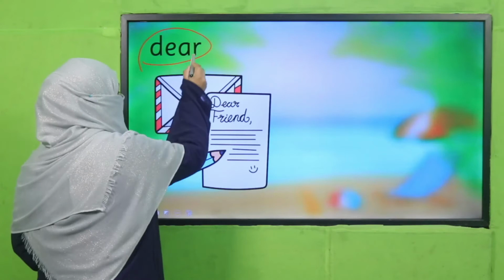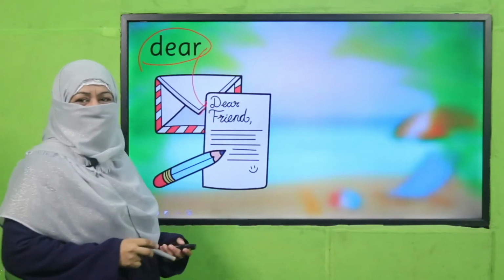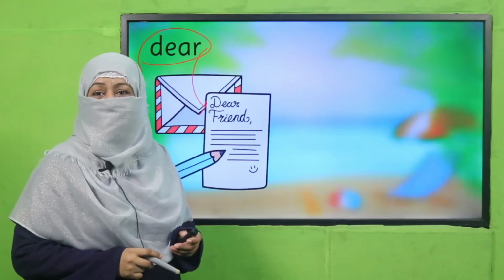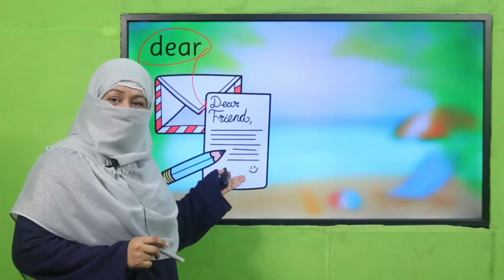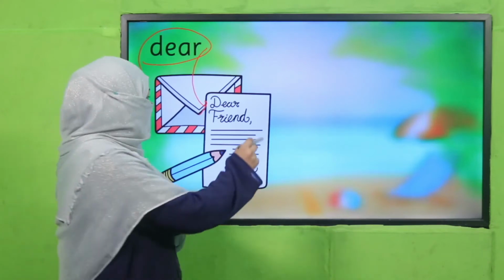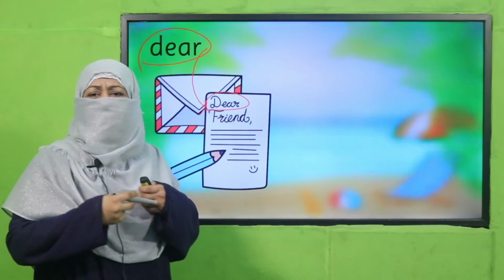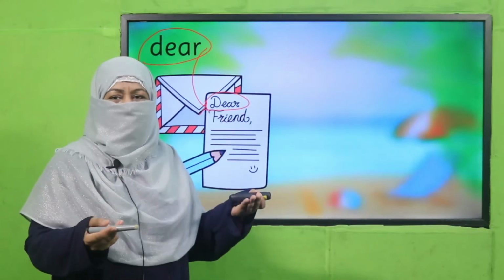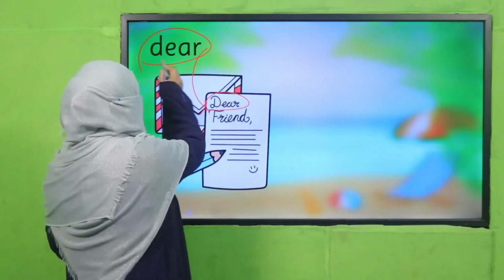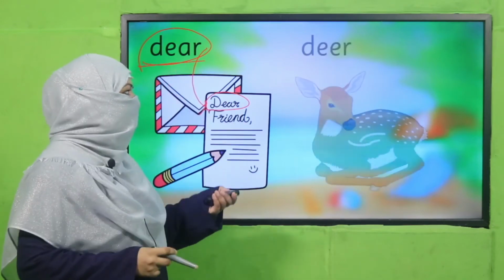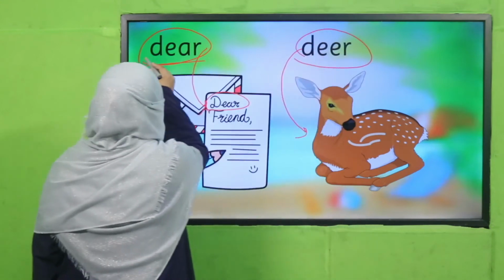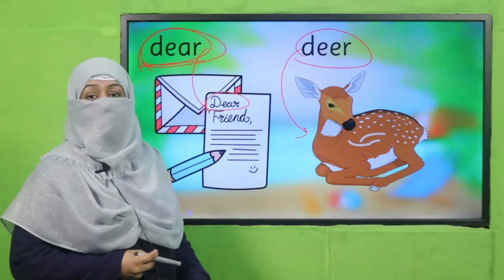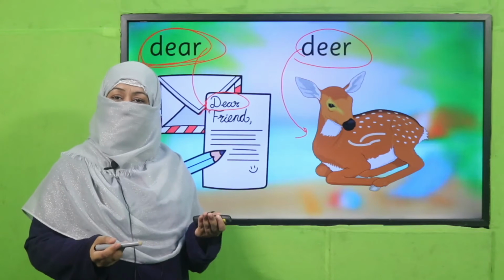Dear, my dear friend. When we were writing greeting cards, we wrote, my dear Aisha, my dear Amina. So this is dear. When we want to show our love to our friends or our family members, we use this word dear. And deer is an animal. Spellings are different, meanings are different, but pronunciation is the same.